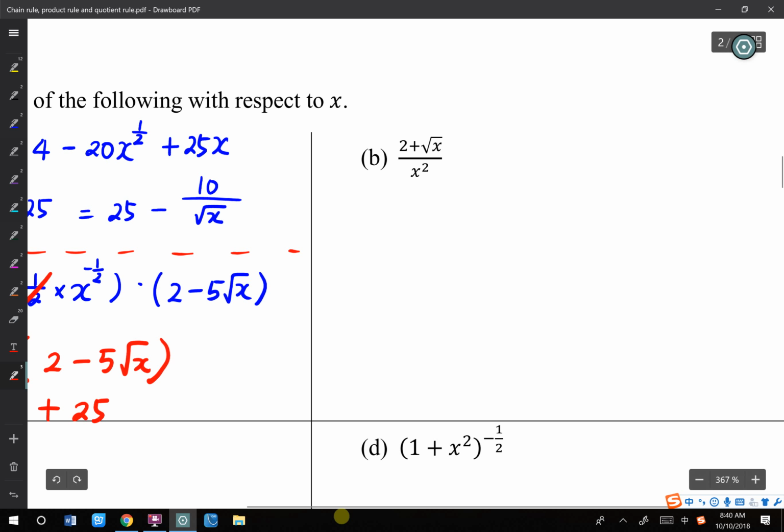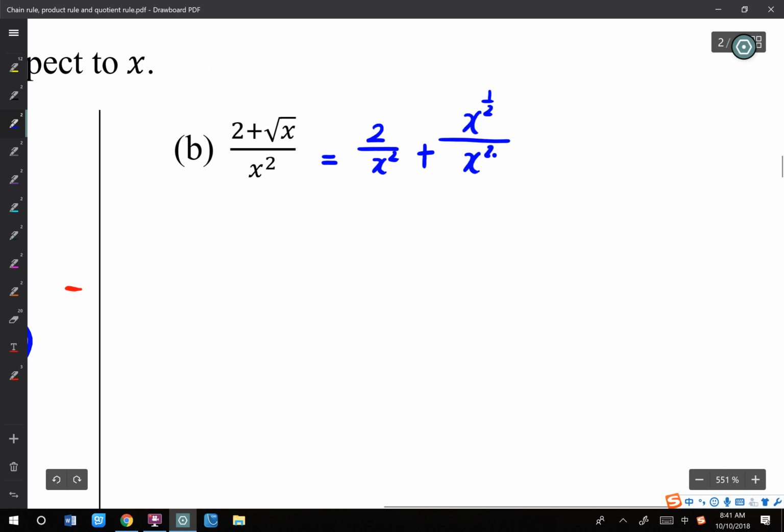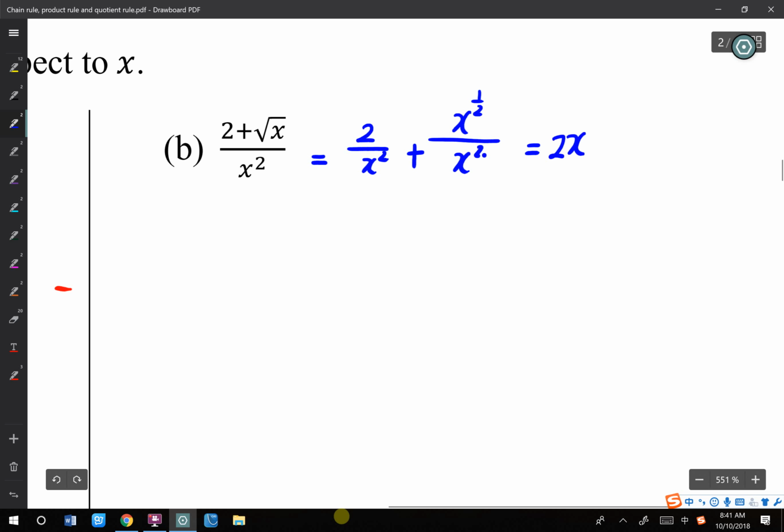Okay, for the second one, a lot of you ask me how I can use chain rule. Well, not all the questions can use chain rule. You need to find your own way, like decide which method you're trying to differentiate. When we learn quotient rule, I can show you how to use quotient rule to derive, some function divided by some function. But before we learn this, what we can do is rearrange it. That's 2 over x squared plus root x is x to the power of a half over x squared. And that is 2x to the power of minus 2 plus x to the power of negative 3 over 2.